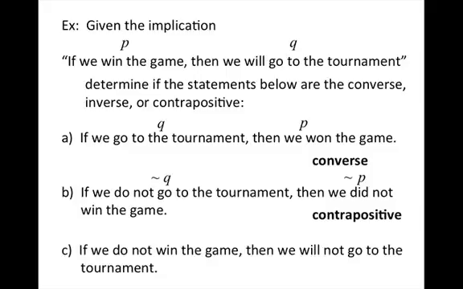In part C, if we do not win the game, then we will not go to the tournament. Not winning the game is the negation of P, so that's not P. Not going to the tournament is the negation of Q, so that's not Q. So this time I have not P implies not Q. I've taken the negation of each side but kept the order the same, so that's the inverse.